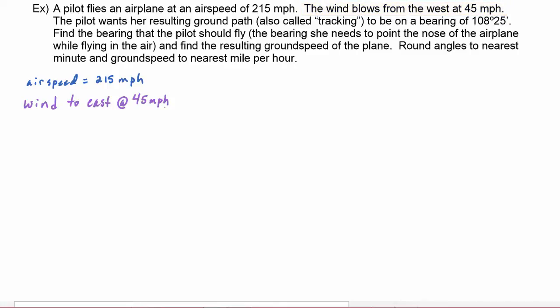Next, we're told that the pilot wants her resulting ground path, which is also called the tracking, to be on a bearing of 108 degrees 25 minutes. So that's the ground path, 108 degrees 25 minutes.